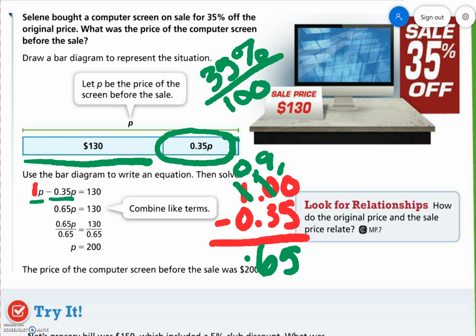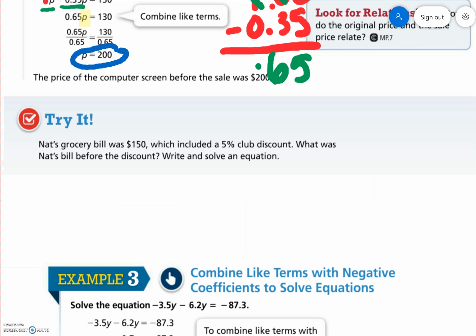Now, in order to get the P alone, we have to do the inverse operation. The opposite of multiplication is division. That's why they did it there. And we got P is equal to 200. So the original cost of the computer screen before the sale was $200.